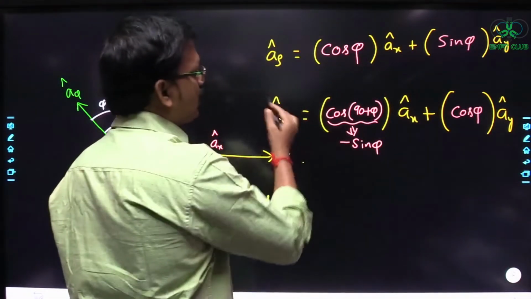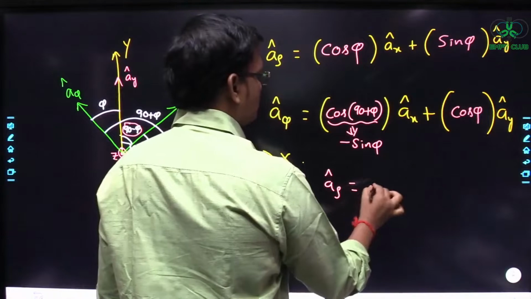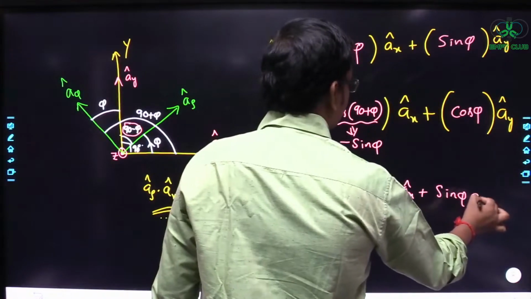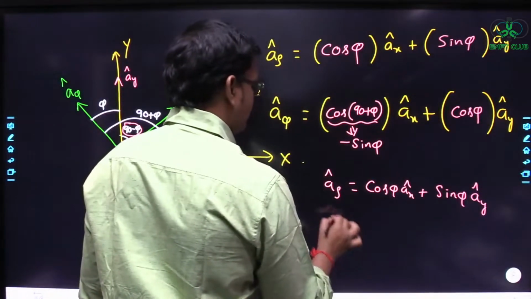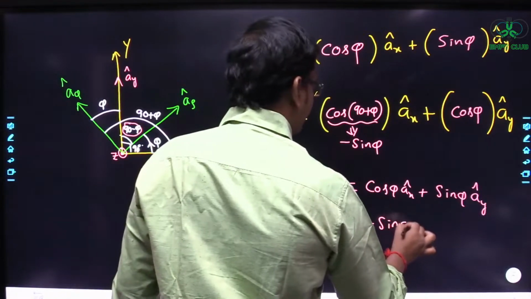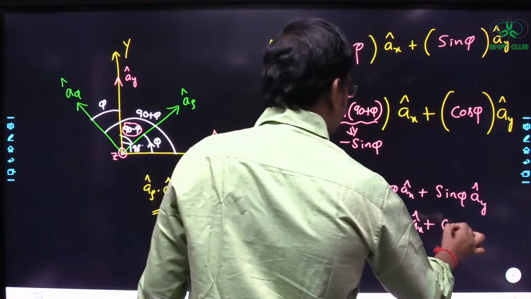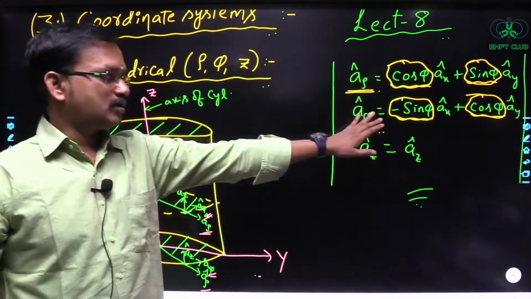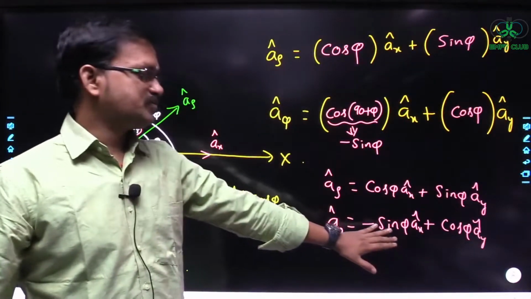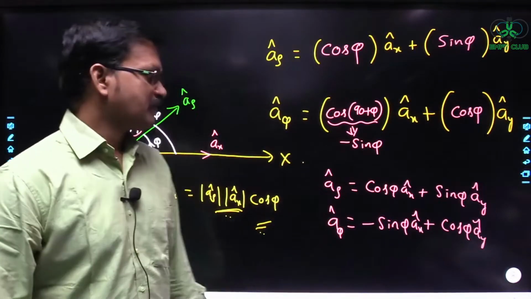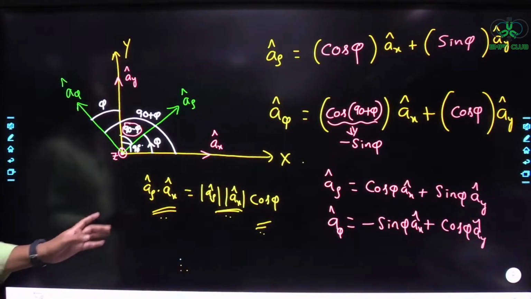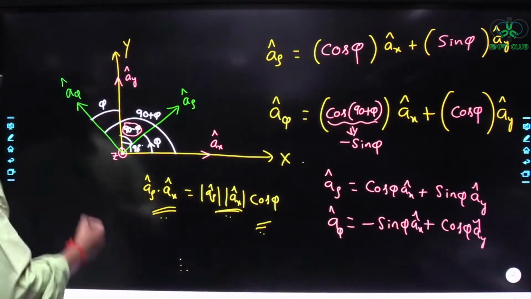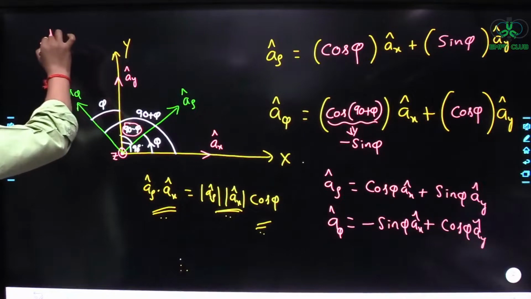So therefore we got a rho cap is equal to cos phi ax cap plus sin phi ay cap, and then a phi cap is equal to minus sin phi ax cap plus cos phi ay cap. So whatever we got before, we got the same thing here also by this method. Understood? So this is just another way to represent a rho cap and a phi cap. If you want, you can follow this method also. I can say this is the second method.